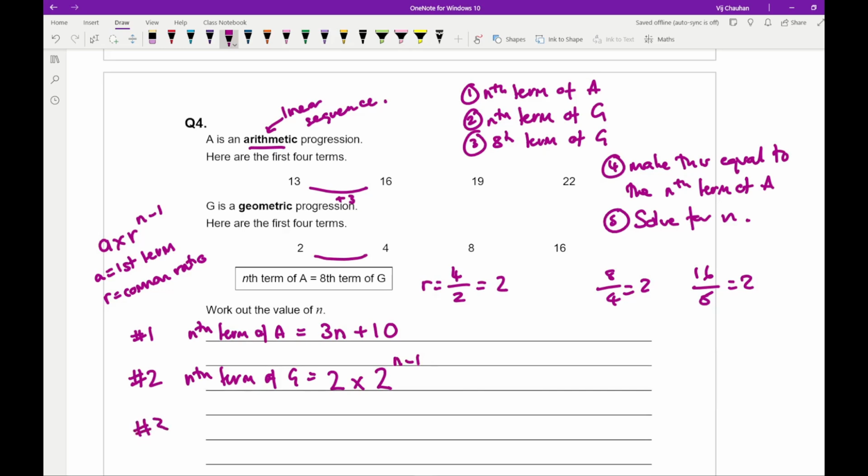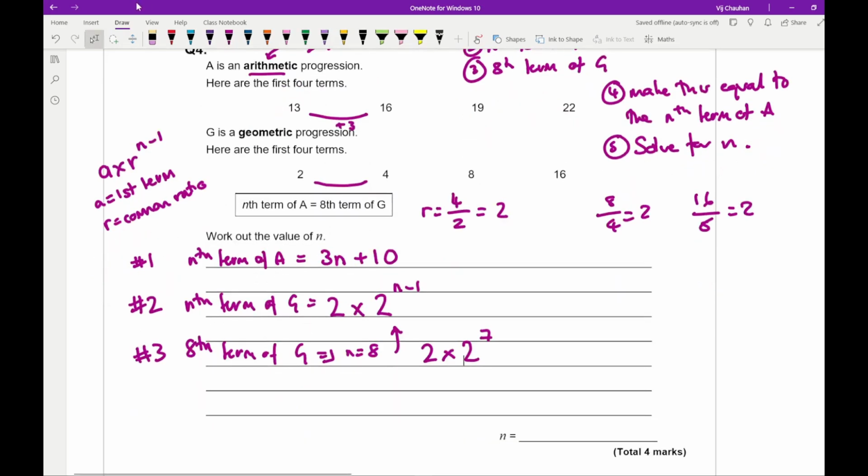So to find the 8th term of G, I need to substitute n equals 8 into this formula. So I end up with 2 times 2 to the power of 8 minus 1, which is 7. Now 2 to the power 7, if you work this out without a calculator, just using your fingers, we've got 2, 4, 8, 16, 32, 64, and 128. So it's going to be 2 times 128, which is 256. So then following on from the 4th step, so this here is my 4th, this is my 5th step. Oh no, I've got that wrong.